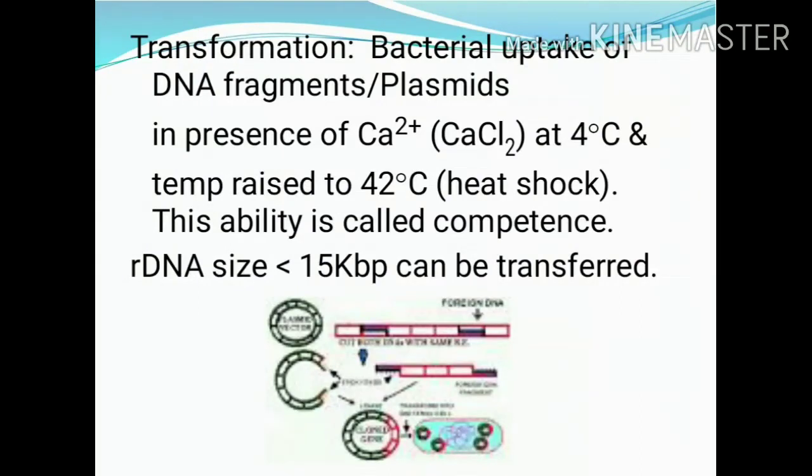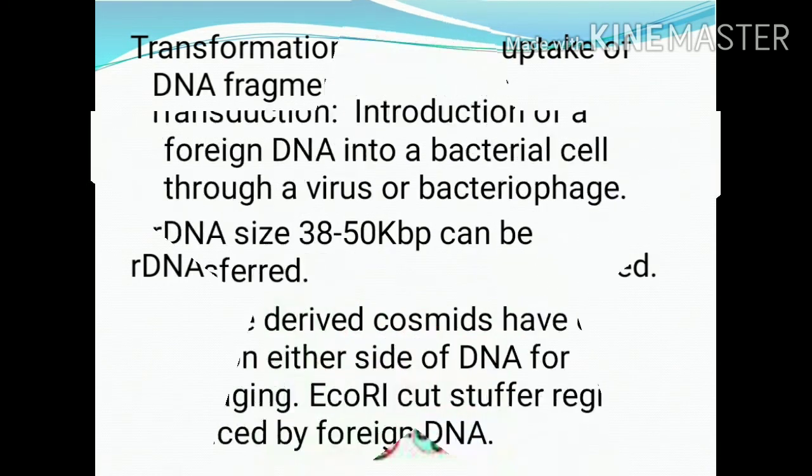Transformation is the uptake of DNA fragments or plasmids by a bacterial cell, and this takes place in the presence of calcium 2+ ions at 4 degrees C, and the temperature is raised to 42 degrees C by giving a heat shock. The ability of a bacterial cell to take up a foreign DNA is called competence. Recombinant DNA of size less than 15 kilobase pairs could be transferred using transformation.